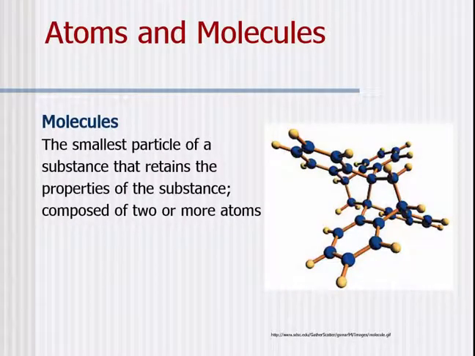Molecules are basically a whole bunch of atoms put together. So the definition of a molecule is the smallest particle of a substance that retains the properties of the substance, but they're always composed of 2 or more atoms. That's what separates a molecule from an element. An element is a single atom. Sometimes they bond together, but a molecule is composed of 2 or more atoms.